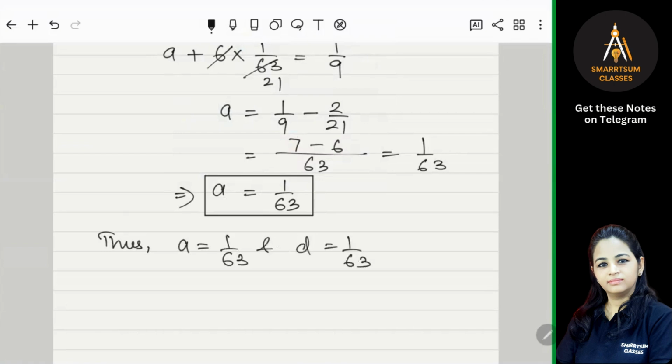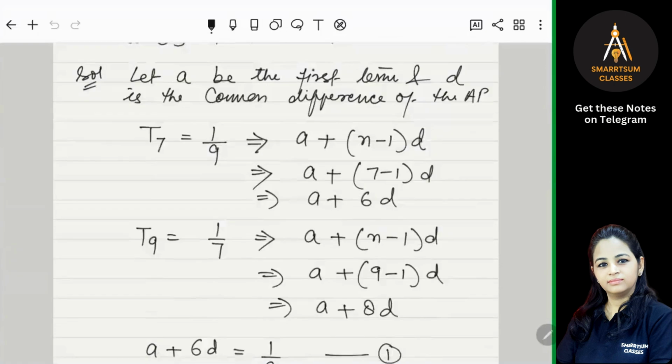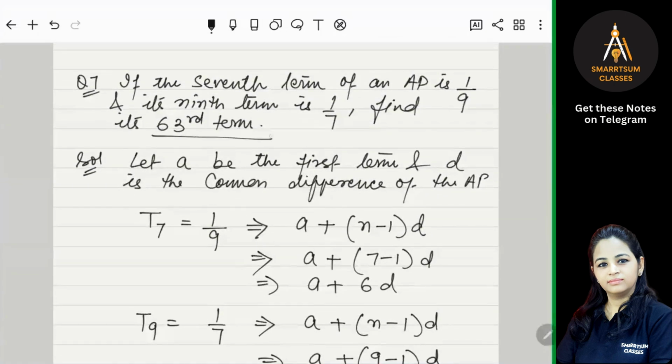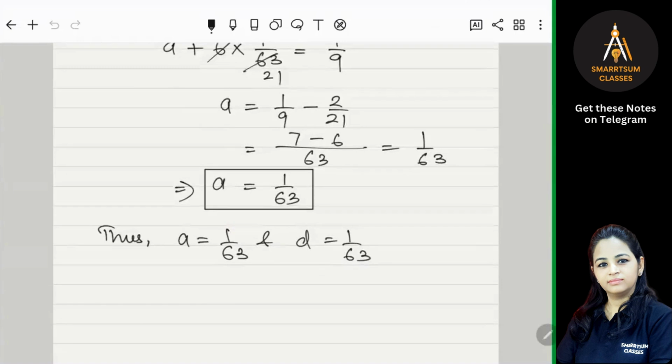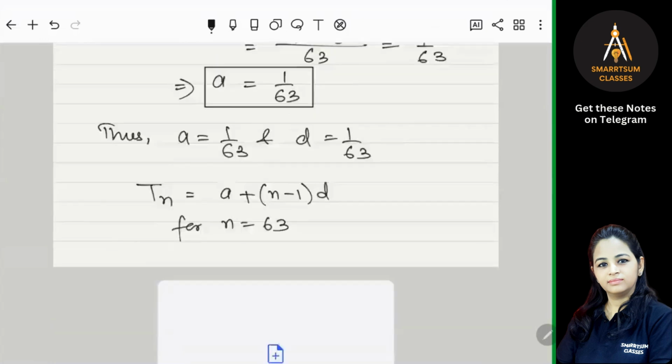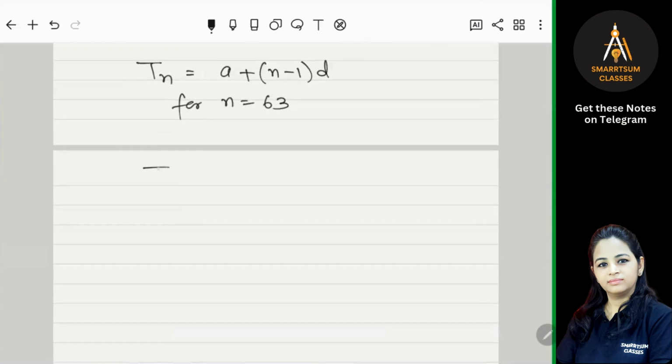Now, according to the question, what we have to find? We have to find the value of 63rd term. Okay. So now since we got A and D both, we can easily find the value of 63rd term, right? So Tn is equal to A plus n minus 1 D, right? Now, for n is equal to 63, we can find T63, that is A plus 63 minus 1 into D. Now put the values. A is 1 upon 63 plus 62 into 1 upon 63.